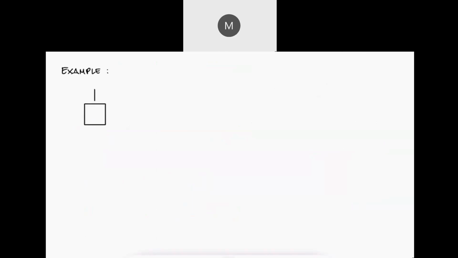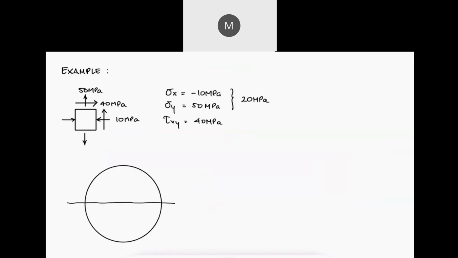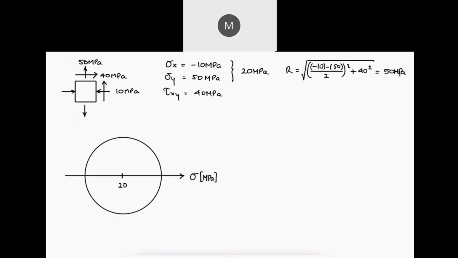Let's take a look at a simple example where we have already found the stress state for a specific location within a structure. The center of the circle for this stress element would be located at the average of sigma x and sigma y based on the expression we just derived. From the other expression we derived, we know that the radius of this Mohr circle is 50 megapascals, which tells us that the circle reaches a value of 20 plus 50 on the right and 20 minus 50 on the left. The y-axis, which is the axis for the shearing stress, would be located at x equal to 0.